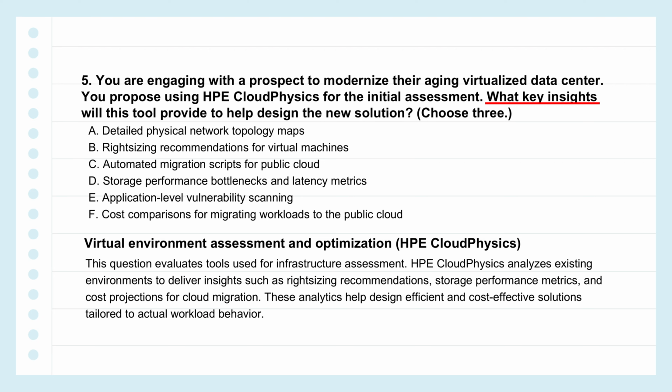Option A, detailed physical network topology maps. Option B, right-sizing recommendations for virtual machines. Option C, automated migration scripts for public cloud. Option D, storage performance bottlenecks and latency metrics. Option E, application-level vulnerability scanning. And option F, cost comparisons for migrating workloads to the public cloud.